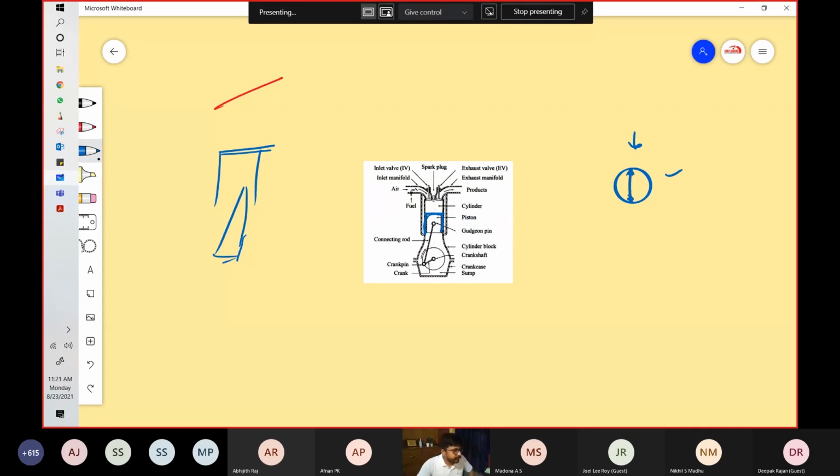Then there is the stroke, the nominal distance through which a working piston moves between two successive reversals. So basically, stroke.